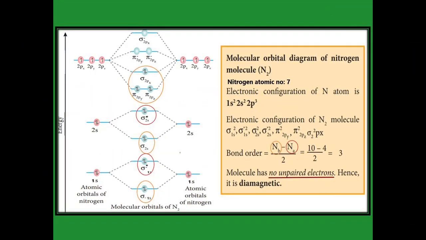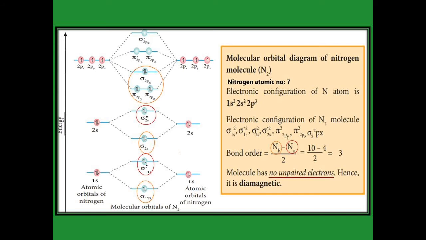Nitrogen molecule: the nitrogen atomic number is 7, so the electronic configuration of the atom is 1s2, 2s2, 2p3. The 1s orbitals combine with each other to form sigma 1s and sigma star 1s, and the electrons are filled based on the 1s electrons. 1s contains 2 and 2, so totally 4.